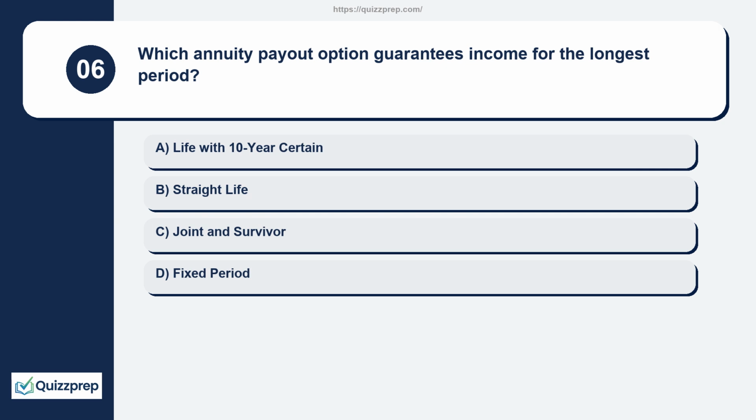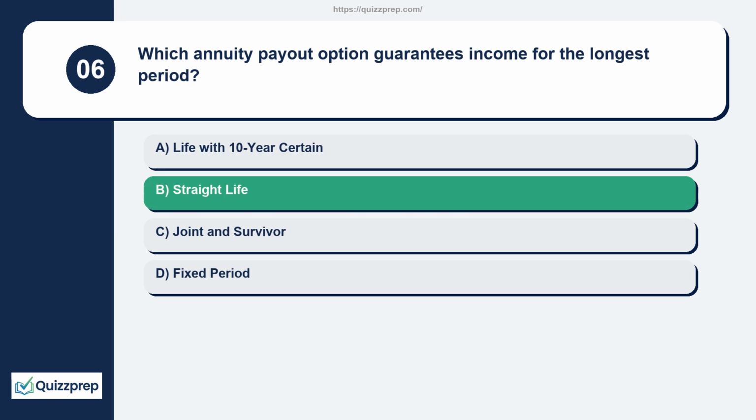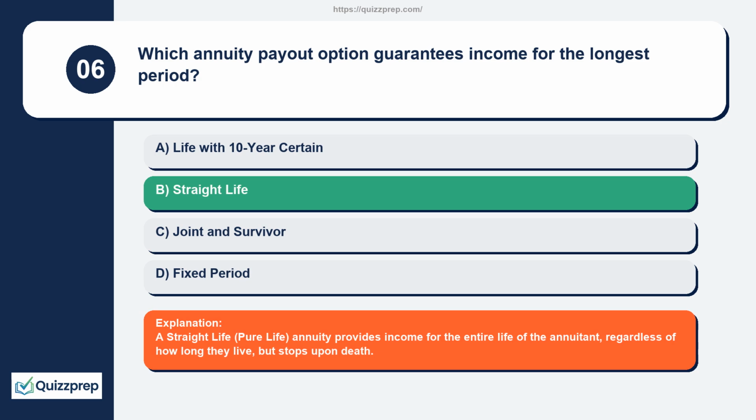Question 6. Which annuity payout option guarantees income for the longest period? Life with 10 years certain, straight life, joint and survivor, fixed period. A straight life, pure life, annuity provides income for the entire life of the annuitant, regardless of how long they live, but stops upon death.